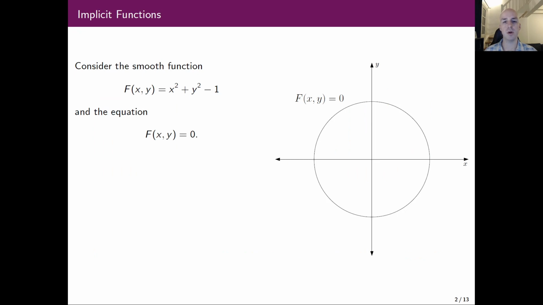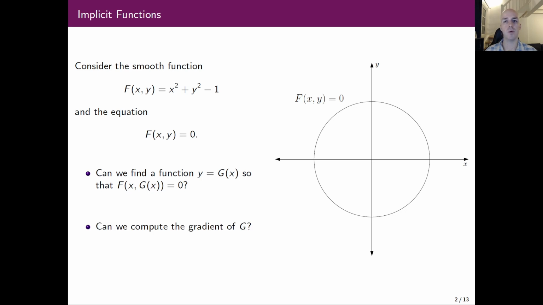Consider some smooth function f and an equation, f equals 0. In this case, our function f defines the circle in the plane. Implicit function theorems seek to address two questions. The first, can we find an implicit function g which solves our equation, at least locally? The second, can we compute the gradient of the implicit function g?